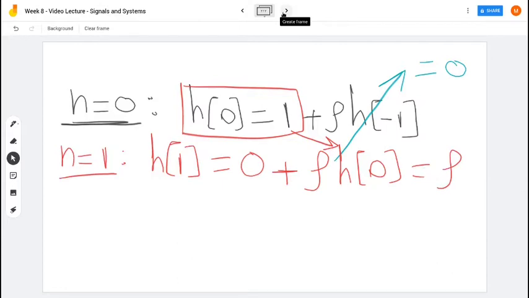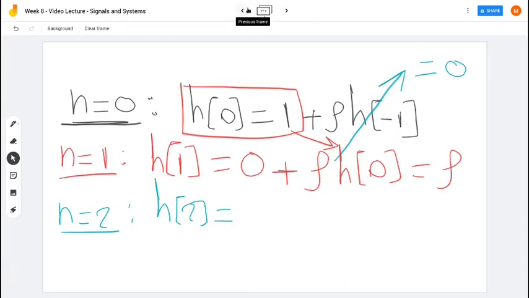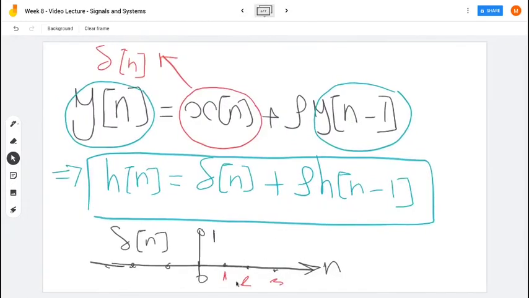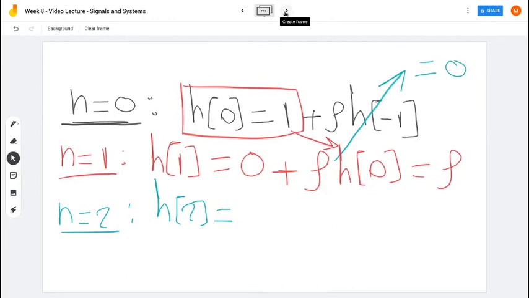Next, we can let n equal 2, and then we will get h of 2, it will be delta of n evaluated at instant 2. So the function delta of n at instant 2, it's 0. So we will be writing 0 plus rho times h of 1. But h of 1 is equal to rho. So this will be rho squared.